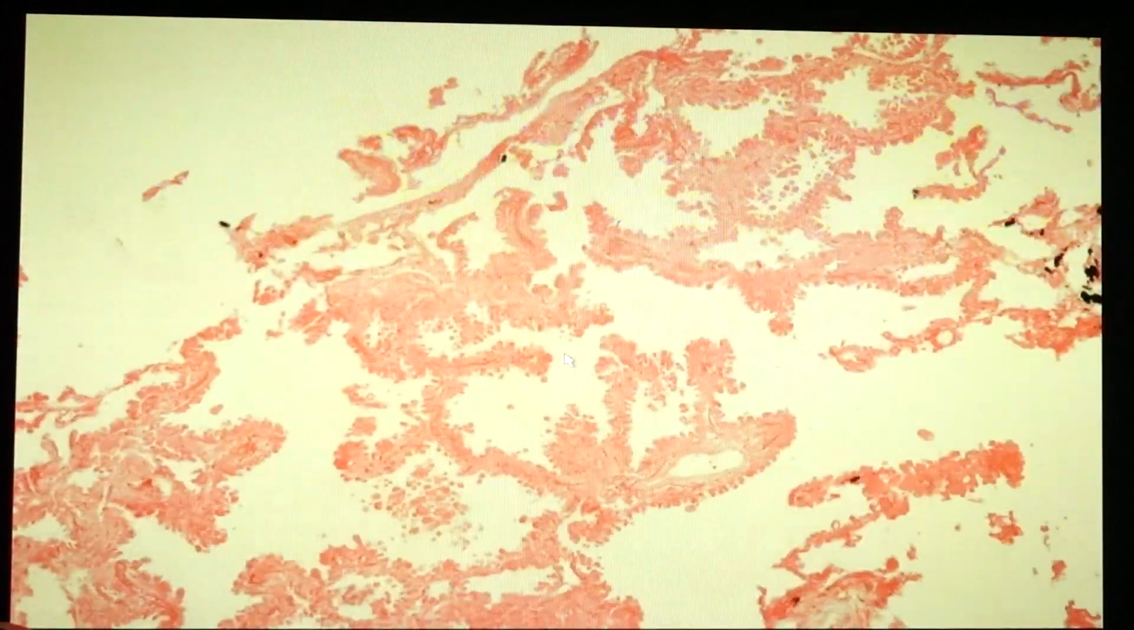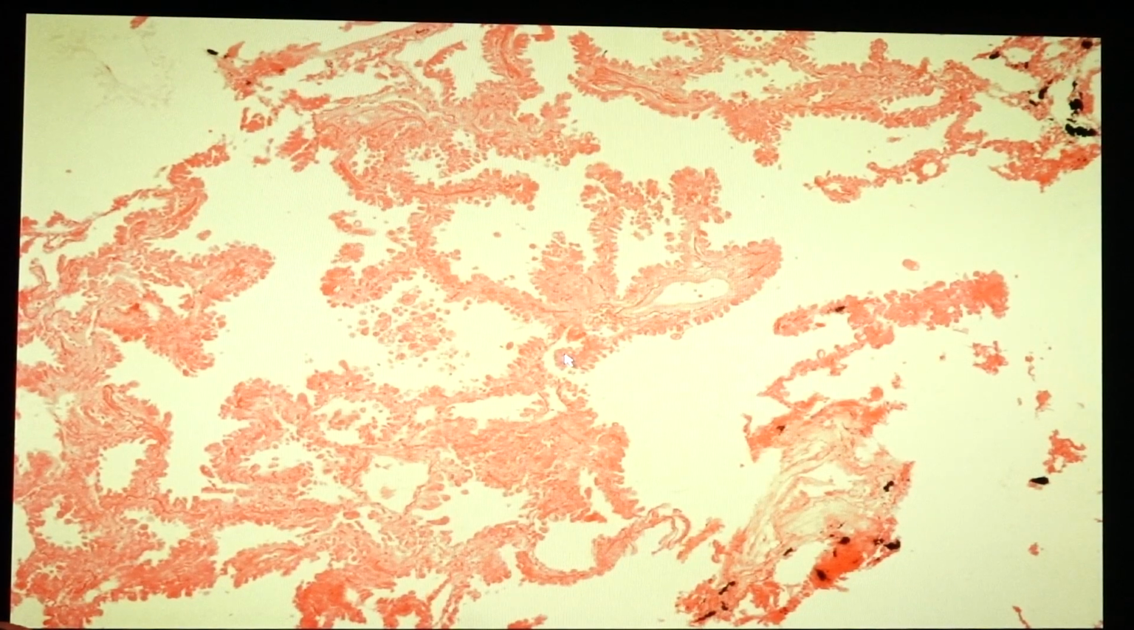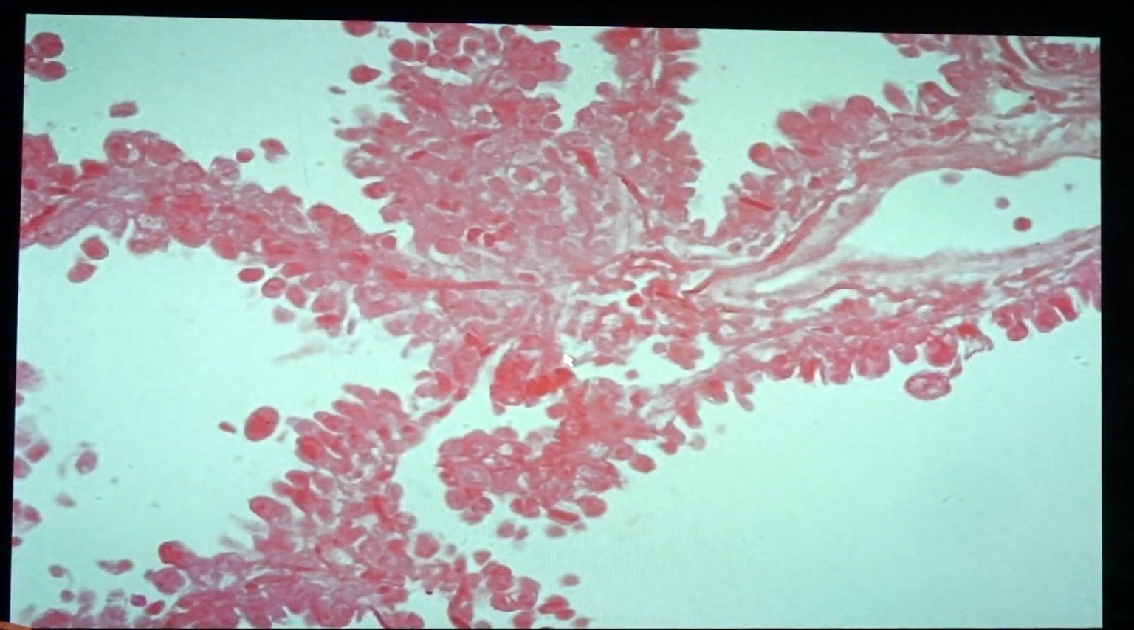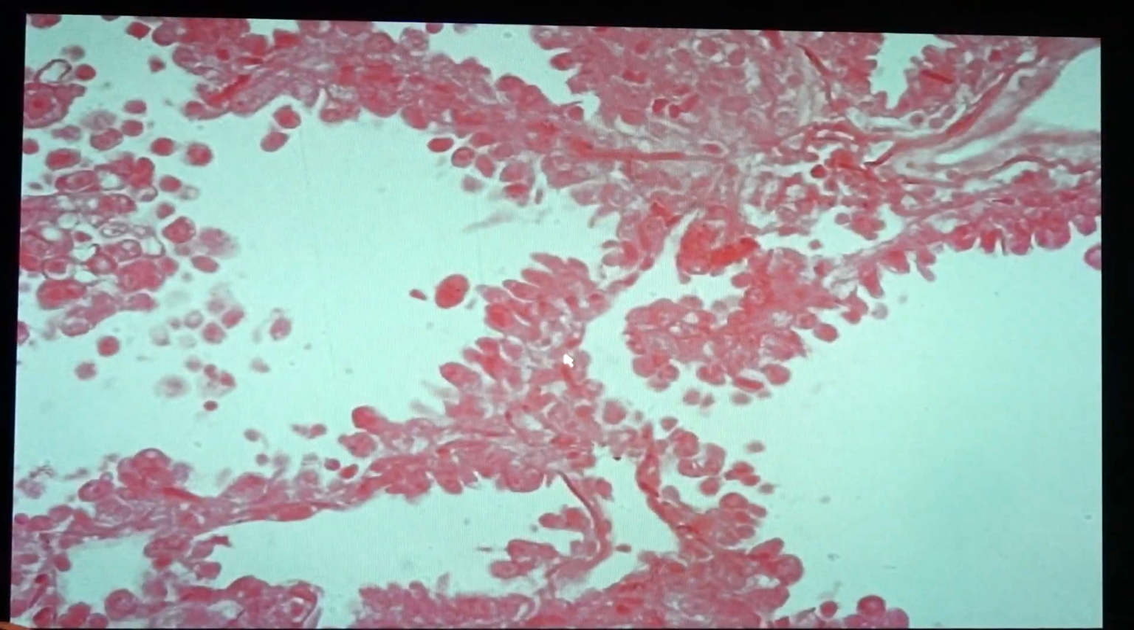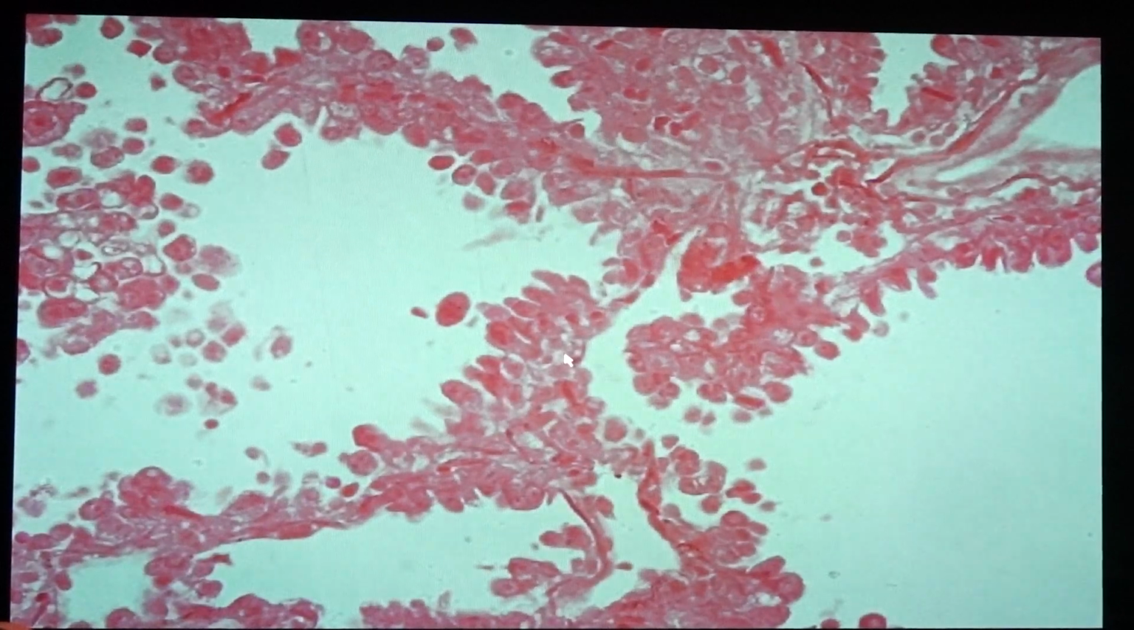But if you're going to look at the slide, you would be able to see the presence of alveolar structures, the alveolar septa, okay, to be lined by atypical columnar cells. So notice those atypical columnar cells there. Okay, so these are atypical columnar cells. Okay, so this is an adenocarcinoma in situ.